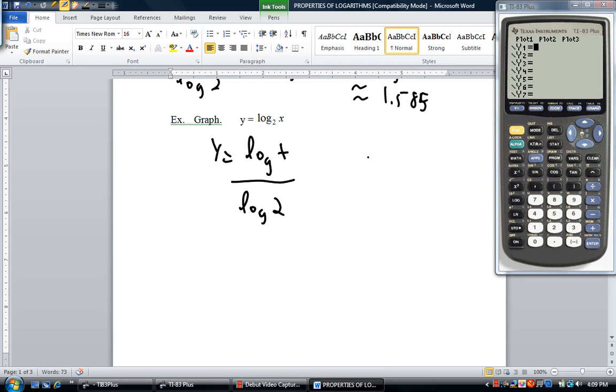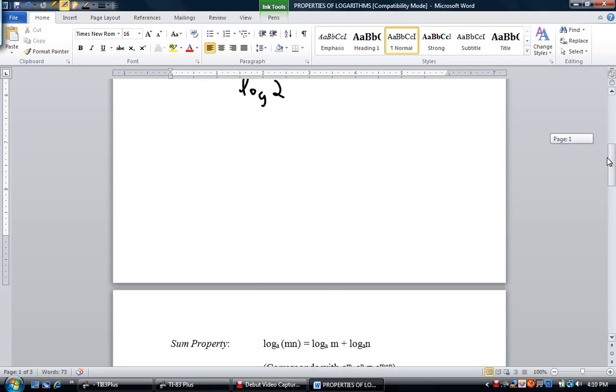So let's type that in. That's the change of base formula. That's what I used. So let's hit log of x, make sure you close parentheses, divided by log of 2. So make sure you type in log of x divided by log of 2. Hit graph. And we get the same shape that we would expect to see for logarithms. Change of base. Really handy.